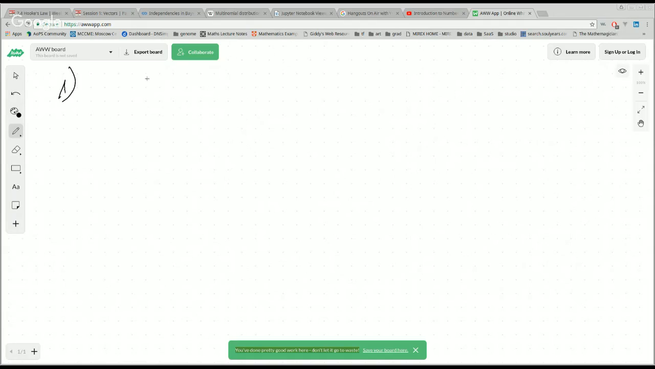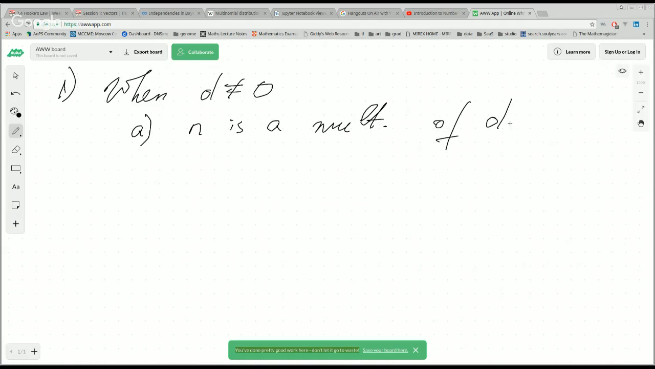So first of all, when d is not equal to 0, and we'll see what d is in a second, the following statements all mean the same thing. The first statement is n is a multiple of d. So some integer times d gives me n. This statement is the same as the statement n is divisible by d.